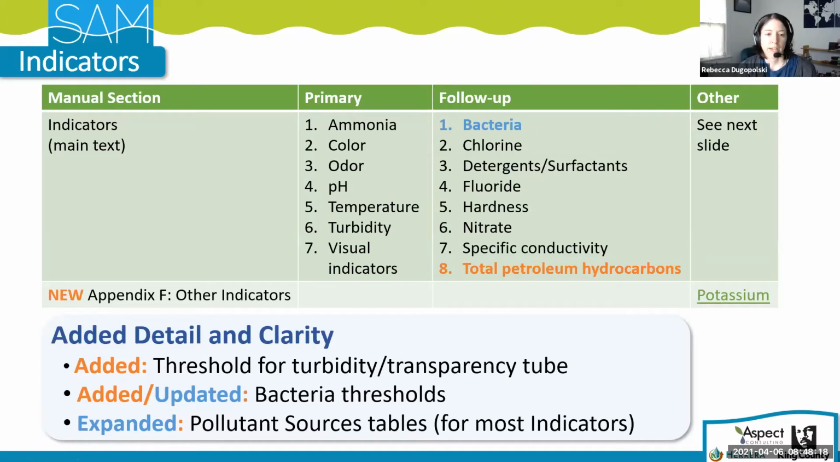Along with that, we added a threshold for a turbidity or transparency tube into the turbidity section. We added and updated the bacteria thresholds located in the bacteria section, and we expanded the pollutant sources tables for most indicators. So there's definitely some updated content throughout that section.